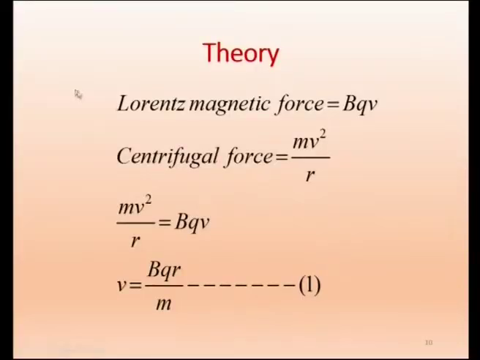See, we have the Lorentz force, which is the magnetic force which will bend the particle towards the center, that is BQV. Then we have the centrifugal force, which makes the particle go away, that is mv squared by r. Even in elementary school we have studied the centrifugal force mv squared by r. Now these two must be equal. So I am equating mv squared by r equal to BQV.